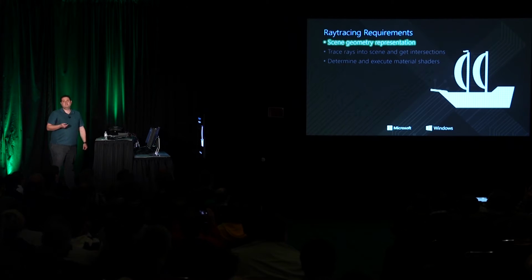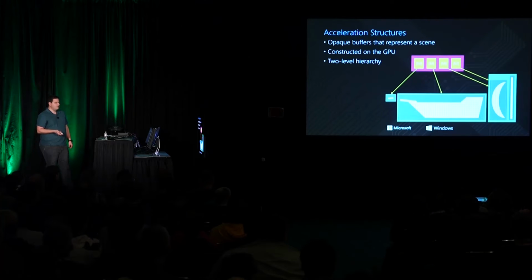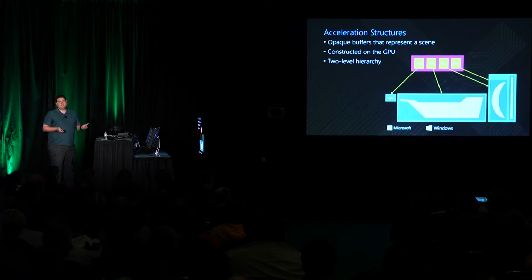So first, let's talk about scene geometry representations in DXR. In DXR, scenes are represented in a concept called acceleration structures. These are opaque buffers that represent the entire 3D scene. They're constructed on the GPU, and they're represented as a two-level hierarchy. I'll go into more details of that.